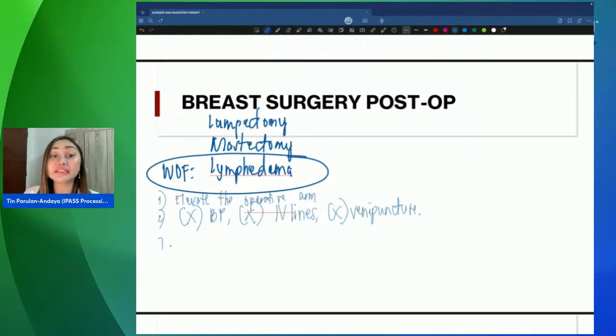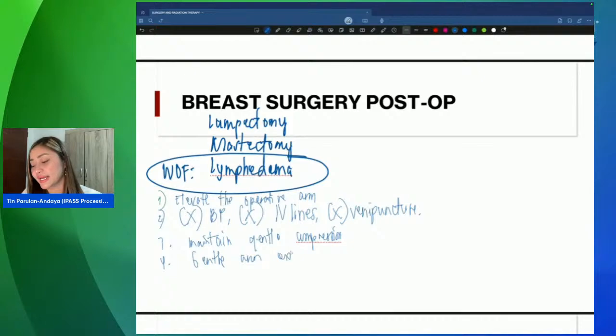Next, we can also include maintaining a gentle compression. Just gentle compression. Another one, we can also instruct the patient to perform gentle arm exercises. Include this one, gentle arm exercises. What's the rationale? To promote venous return. But always start gradually and only as prescribed. Take note of that one.